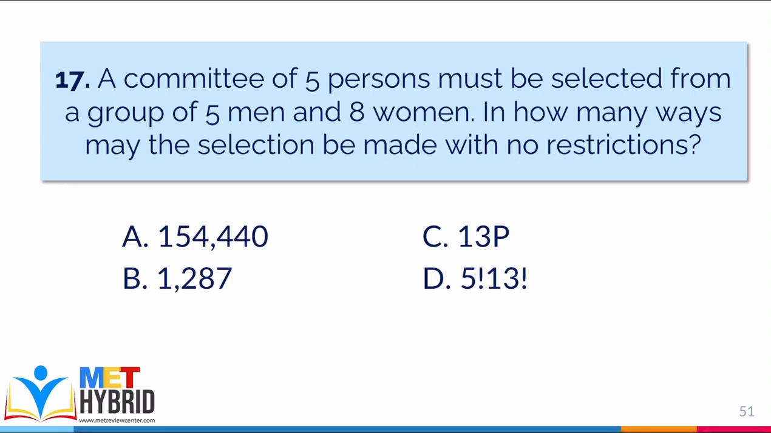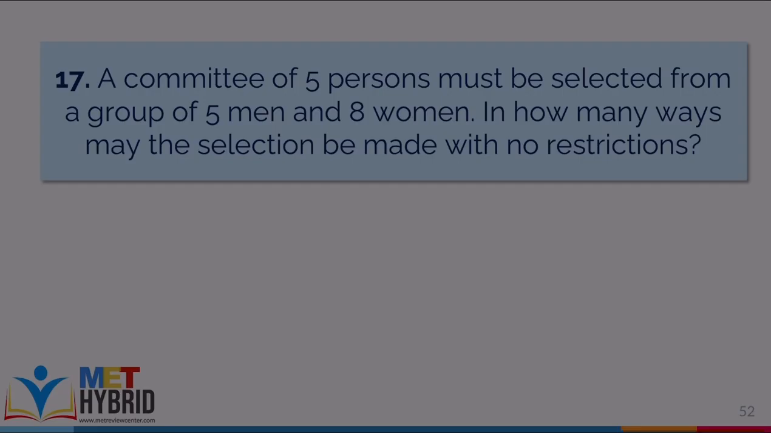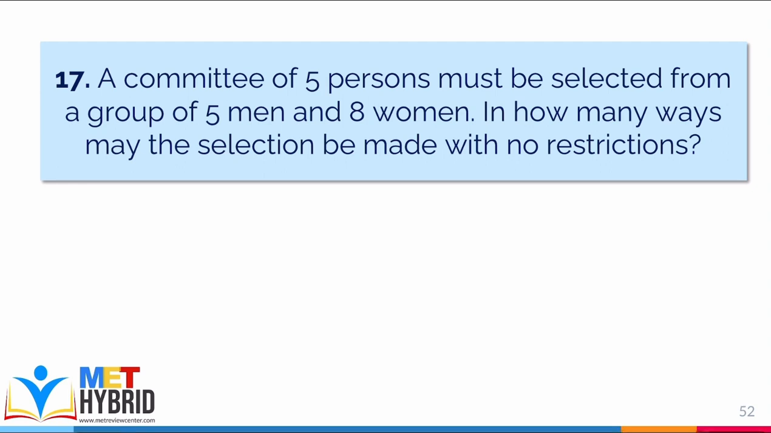Question number 17. A committee of 5 persons must be selected from a group of 5 men and 8 women. In how many ways may the selection be made with no restrictions? So this is a problem on combination. There are a total of 13 people from which the committee of 5 will be selected. Therefore, N is 13 and R is 5.